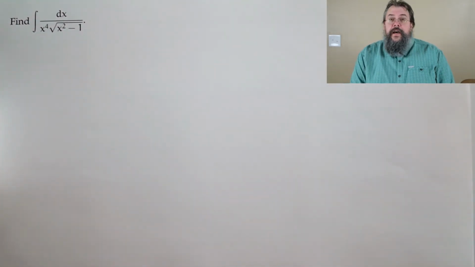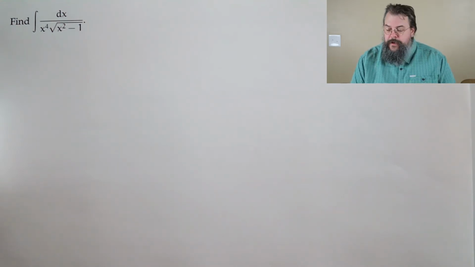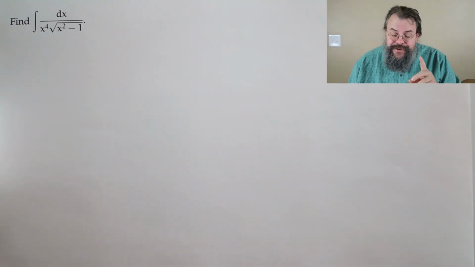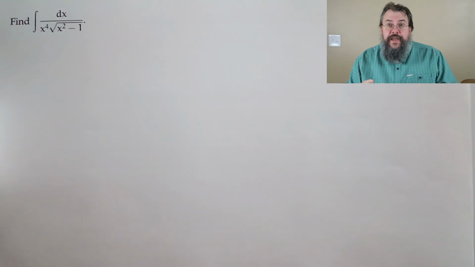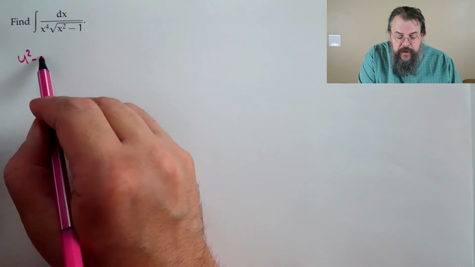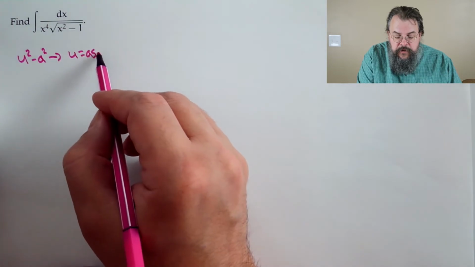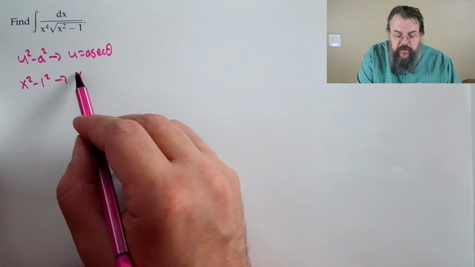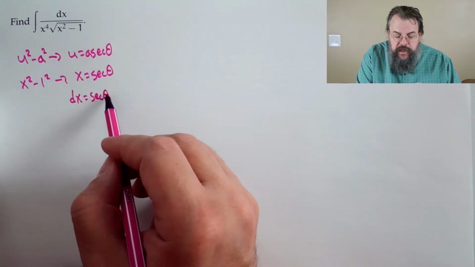Find the integral dx over x to the fourth square root of x squared minus 1. Well, it feels really familiar, right? It's almost like the last one. Almost. It's a higher power, x to the fourth. But the setup is very similar: we see our variable squared minus our constant squared. So that says our substitution should be of the form secant. In our case, because it's x squared minus 1 squared, x should just be secant, and we get dx is secant times tangent.